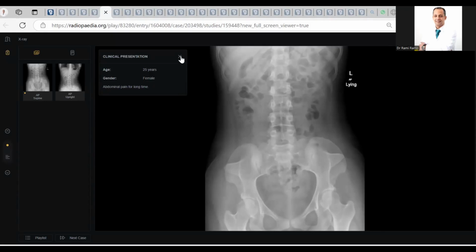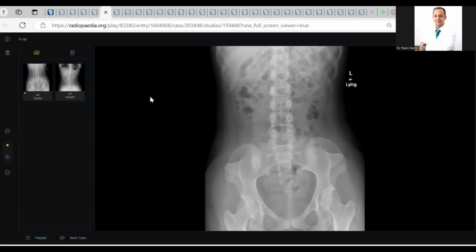A 25-year-old female with abdominal pain. Provided is the frontal radiograph of the abdomen in a young female with pain abdomen. I'm just taking a look before I comment. The first thing I can notice is two prominent horn-like projections seen along the bilateral iliac bones, which is in keeping with bilateral iliac horns.